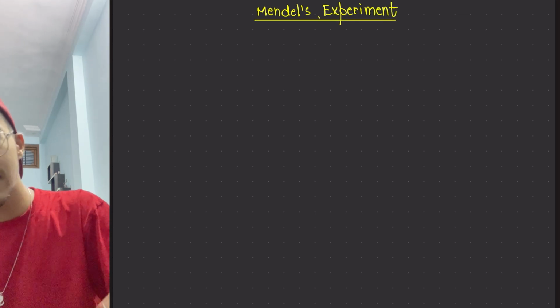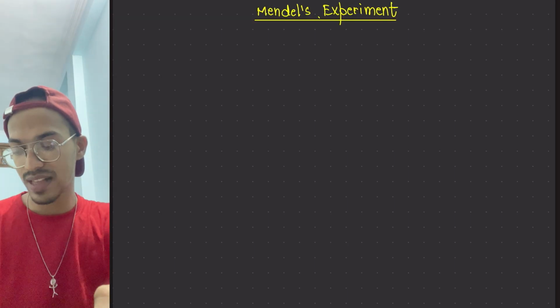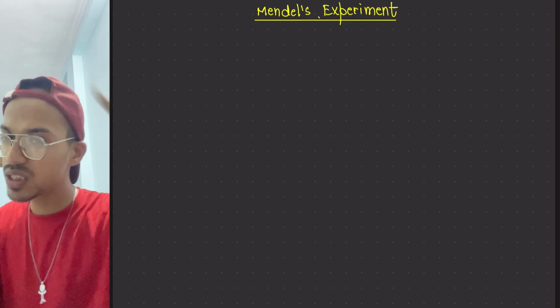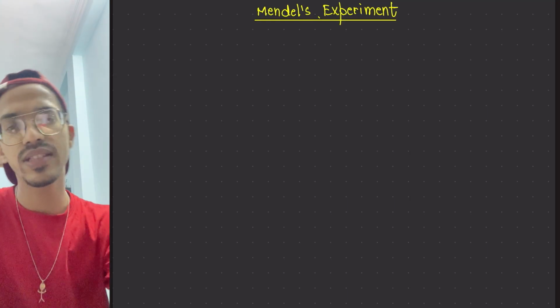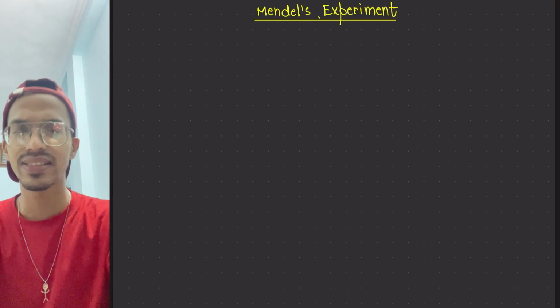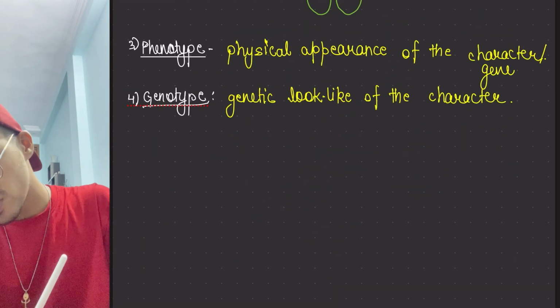In Mendel's experiment, what he did, he took certain contrasting characters. So let's first learn about the contrasting characters. In the contrasting characters, there are 2 things given, that is dominant and recessive. We will do that terminology here only. Next terminology that we should remember, what is dominant.